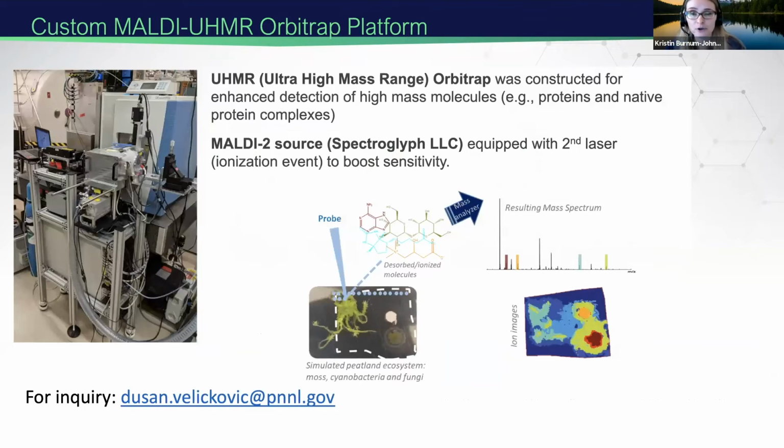Now, to visualize proteins and native protein complexes in a high throughput manner, we have a matrix-assisted laser desorption ionization, or MALDI, platform that's coupled to an ultra-high mass range Orbitrap. Currently, we can detect proteins up to 40 kilodaltons, and we are optimizing for even higher masses.